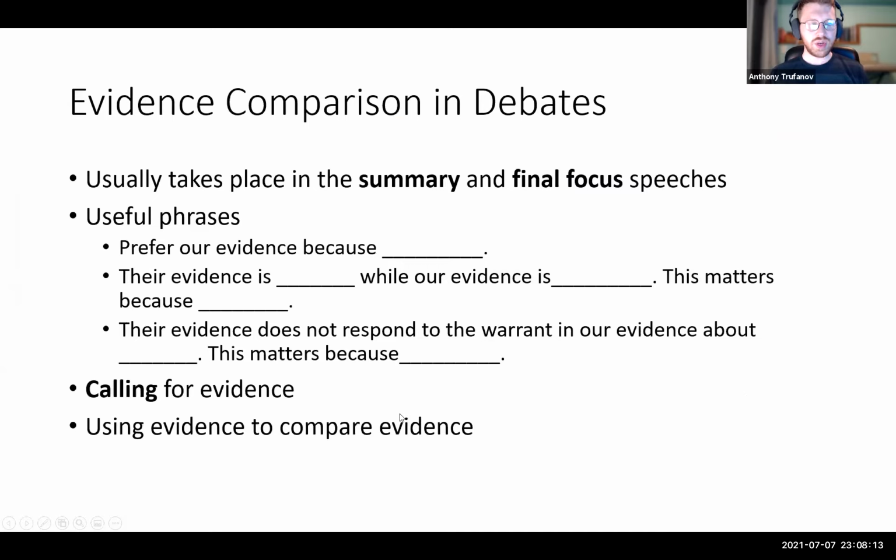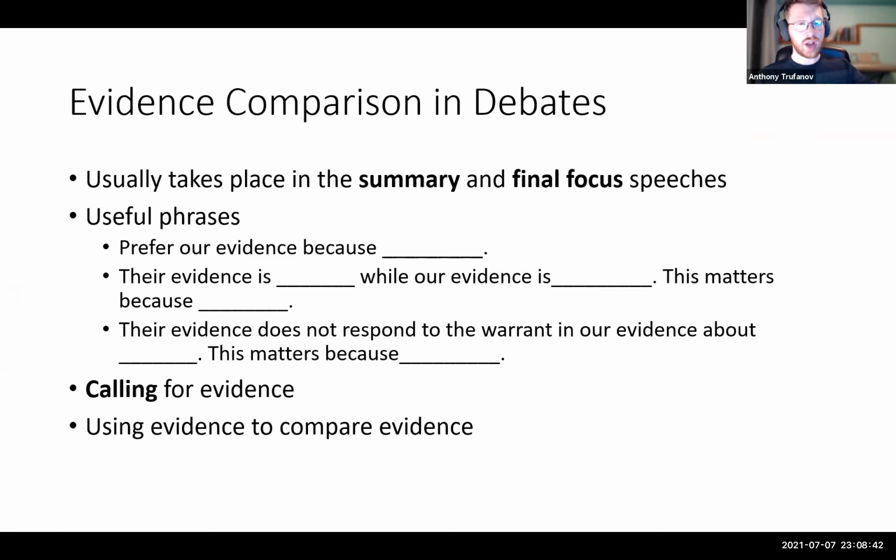So how do we do evidence comparison in our actual debates? Like I mentioned earlier, this usually takes place in the summary and final focus speeches. Recall last time when we practiced our line by line a little bit, right? Evidence comparison is one example of something that would go in your line by line refutation, right?